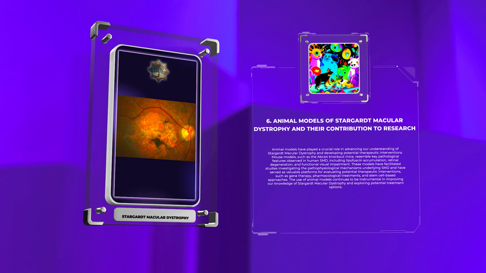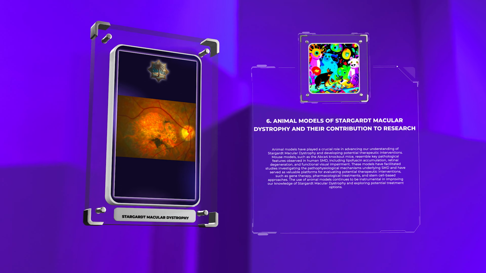photoreceptor and RPE cells. Targeting these inflammatory processes holds promise for therapeutic interventions in Stargardt macular dystrophy. Modulating the immune response, inhibiting complement activation, or suppressing specific pro-inflammatory cytokines represents potential avenues for future treatments.